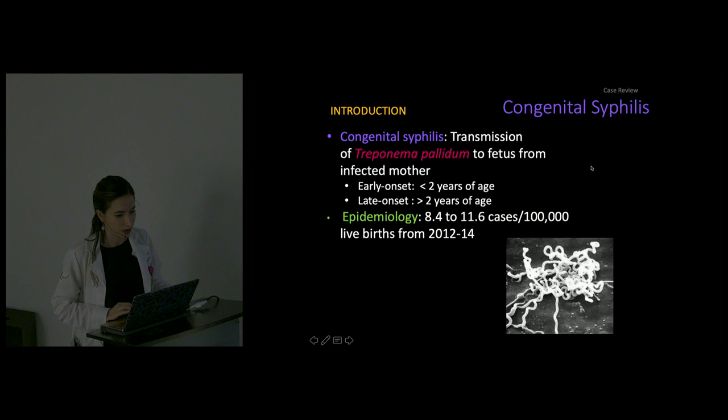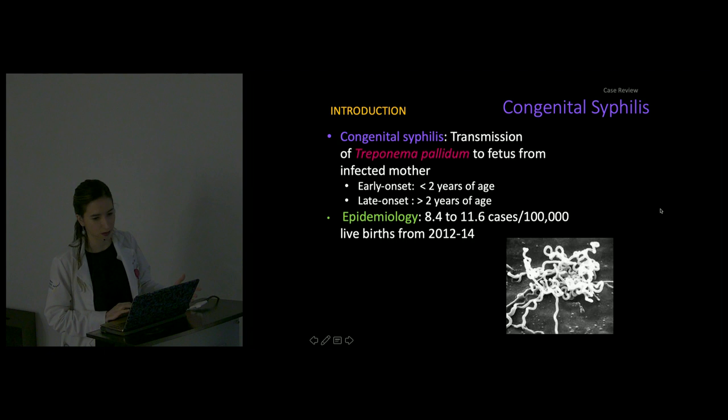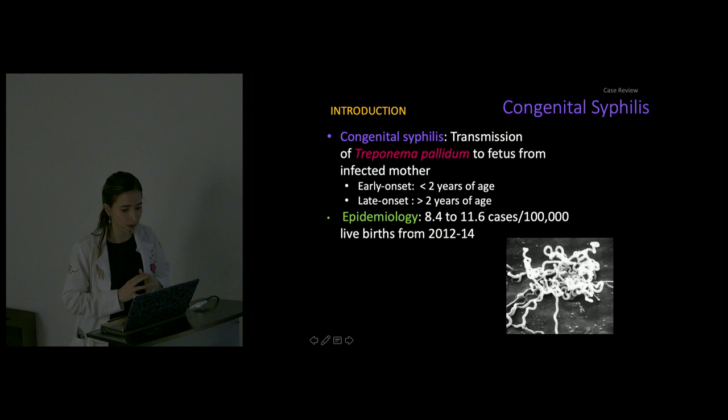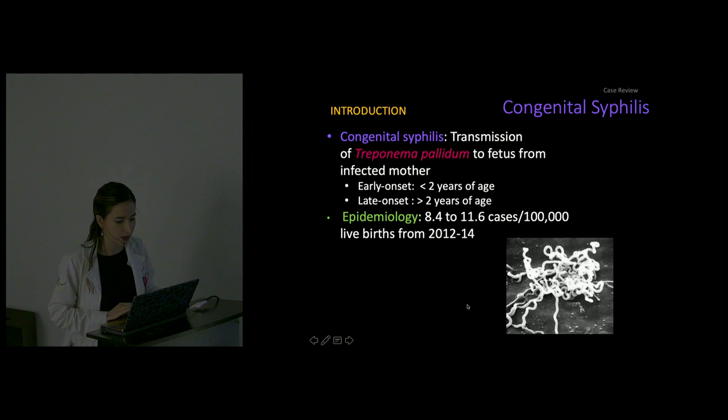Congenital syphilis is an in-utero infection, and it results from transplacental transmission of the maternal infection of the spirochete Treponema pallidum to the baby. We have two clinical manifestations. One is the early onset that manifests before 2 years of age, and the late onset, when the baby is born asymptomatic and 2 years later manifests the clinical findings. The epidemiology is pretty rare due to the antibiotics we have now, but we can still see it. In the years 2012 to 2014, we had an incidence of 8.4 to 11.6 cases in every 100,000 live births.